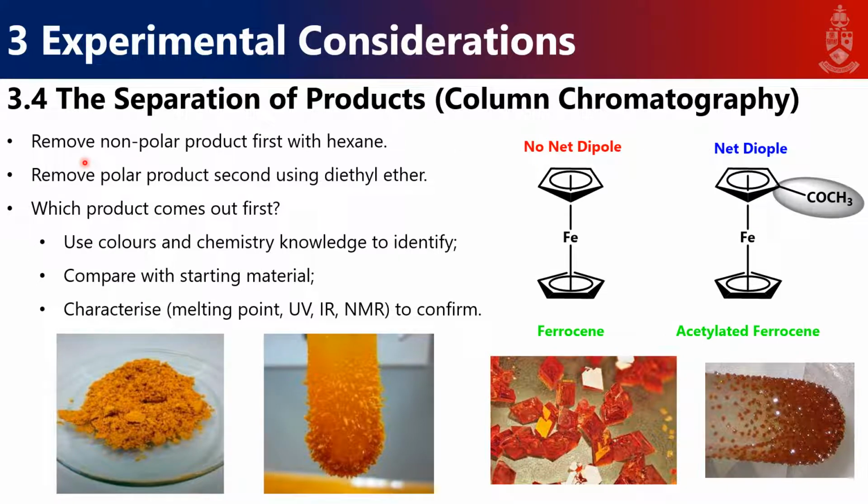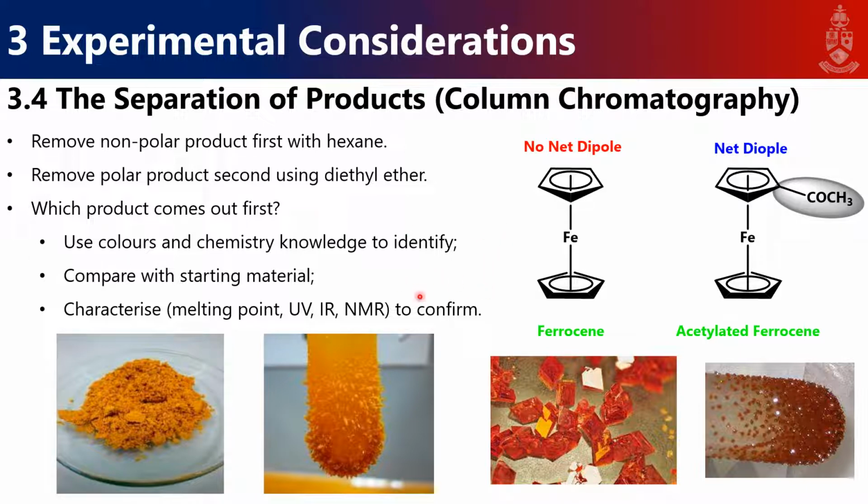We will first remove the non-polar product with hexane. So in other words, if you think about it, the non-polar product, which one would that be? Probably the one with no dipole. Then you remove the polar product using diethyl ether. So that will be the one with some sort of dipole. So, which product will come out first?